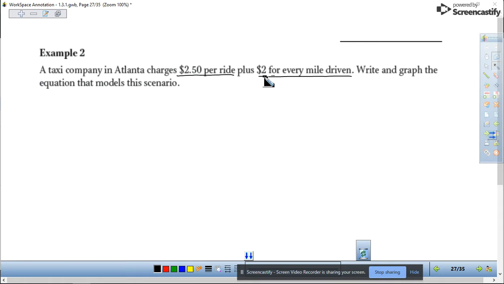Well, you're paying $2 for every mile driven. So x is the number of miles. Okay, and then that means that 2 is going to be your m value, right? Your slope. It's 2x is going to be the cost, right? The cost per mile.